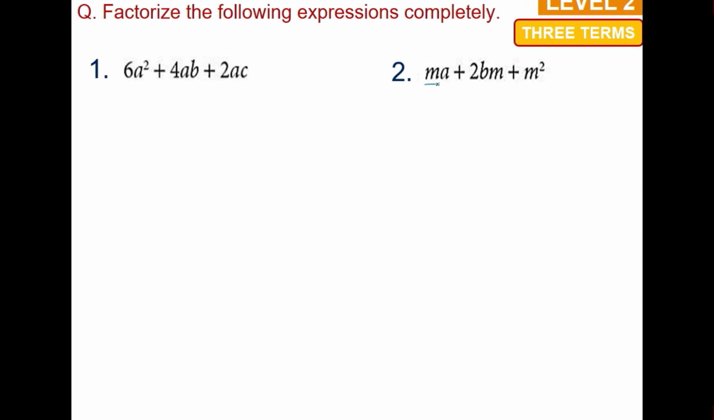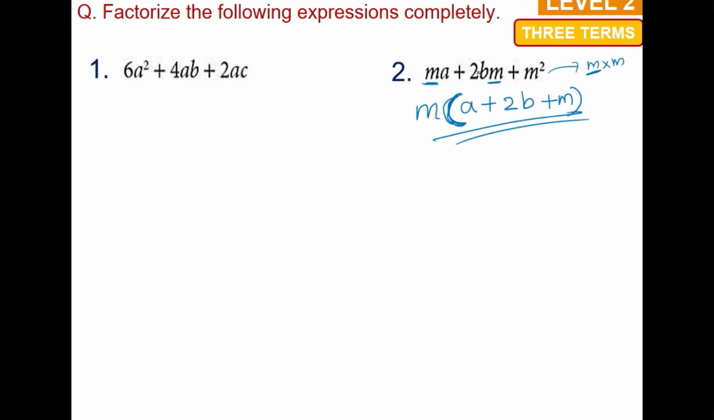You have m here, and you have m squared, which means you have m multiplied by m, so you have one common m there. So it's just the m that comes outside the bracket, the common factor, and what remains is a plus 2b plus m. Now this is the answer here.